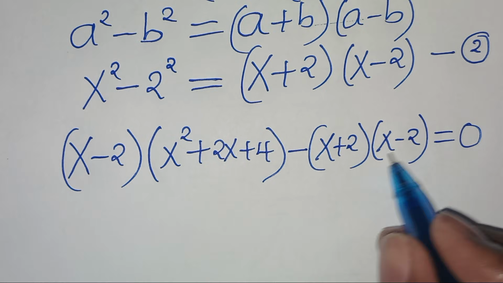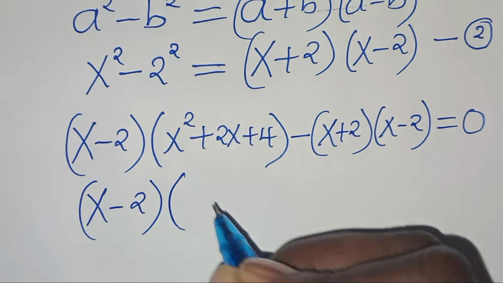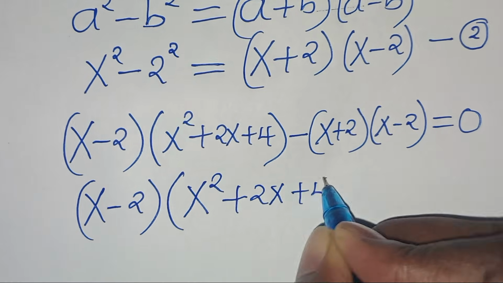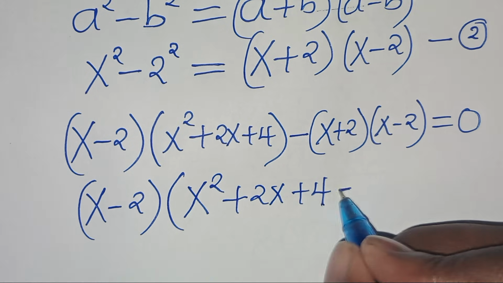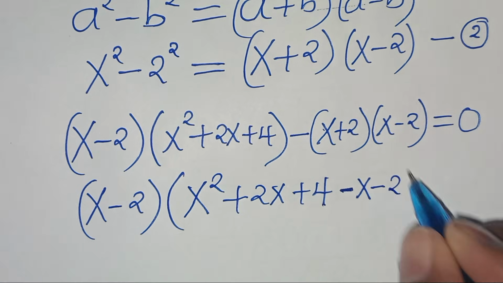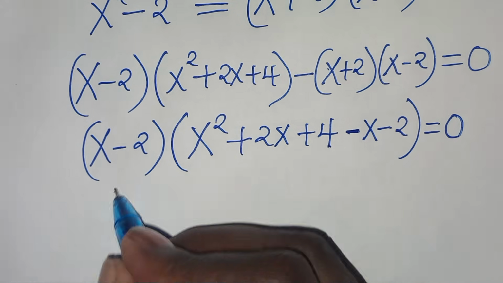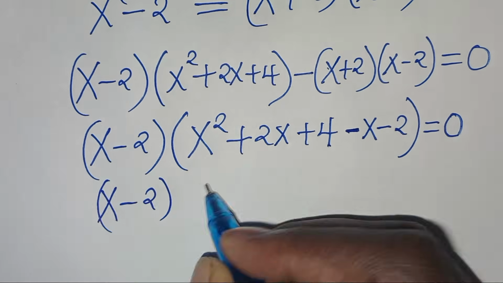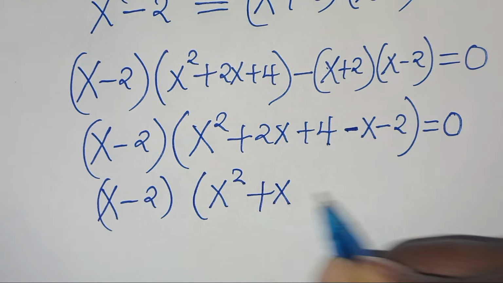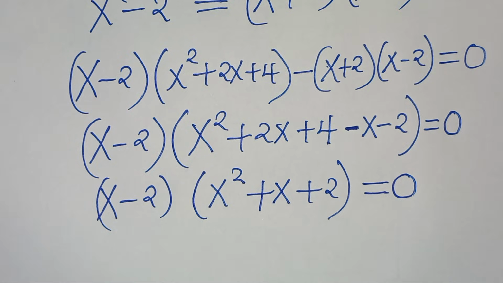So x minus 2 is common here. So we can factor out x subtract 2. Into the parentheses, this is x to the power of 2 plus 2x plus 4. Then we have minus x, then minus times plus 2, this is minus 2. Close the parentheses, this is equal to 0. So we have x subtract 2. This is x to the power of 2, 2x minus x, this is plus x, 4 minus 2, this is plus 2, and this is equal to 0.